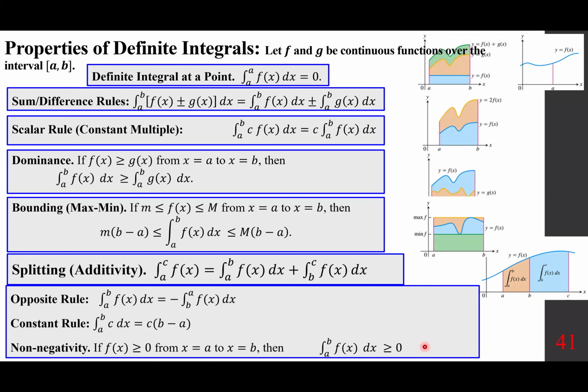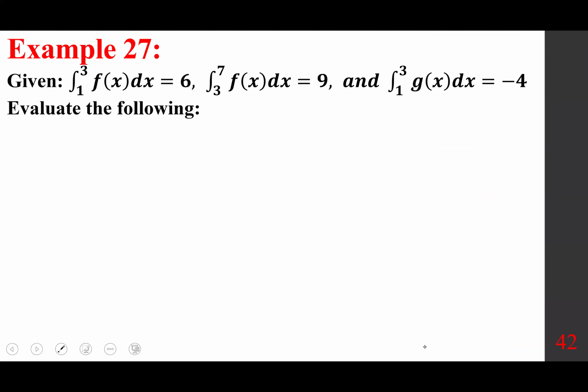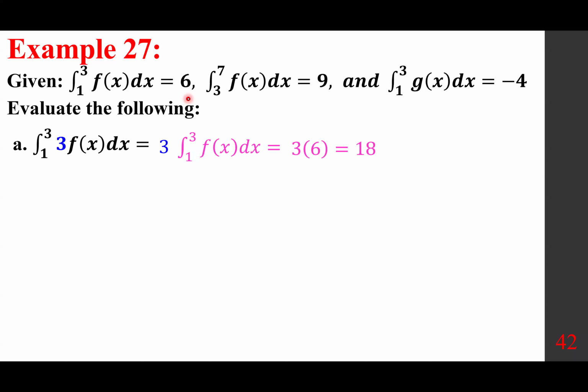All right, let's look at a couple of examples. Given that the integral of 1 to 3 f of x dx is 6, 3 to 7 is 9, and the integral of 1 to 3 g of x dx is minus 4, we want to evaluate the following. What is the integral of 1 to 3, 3 f of x dx? Well, because of this 3, we get the same thing times 3. So you take the 3 out, and you multiply it by the number 6. The answer is 18.